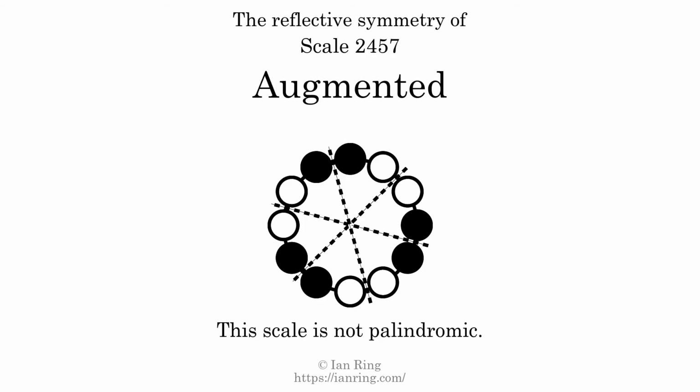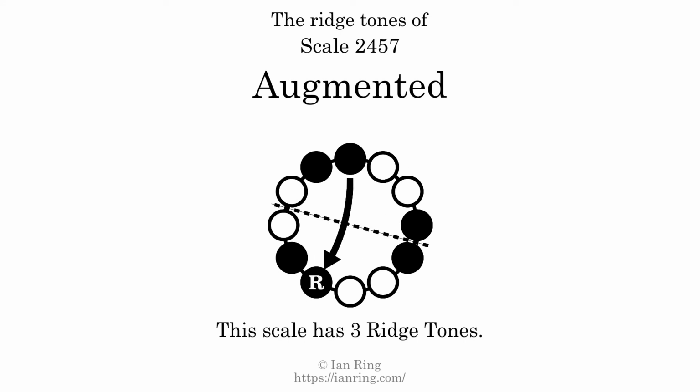This scale has reflective symmetry across 3 axes positioned at 1.5 semitones, 3.5 semitones, and 5.5 semitones above the root. This scale has a different pattern of intervals ascending and descending, so it is not palindromic. This scale has 3 ridge tones. They are at positions here, here, and here.